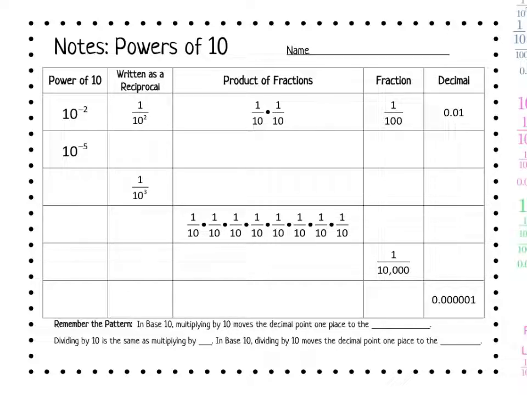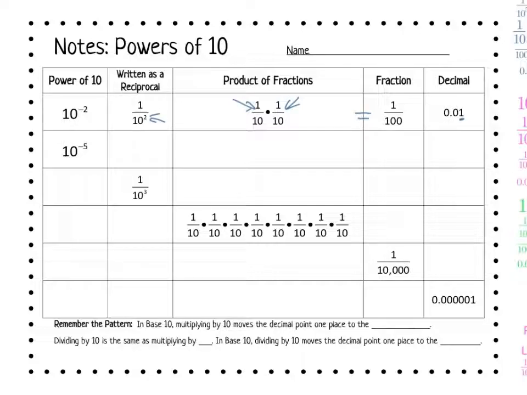Now to write that as a fraction, I can see that since I have it raised to the power of 2, I'm going to have two fractions, and they are both 1/10. So I'm going to do 1/10 times 1/10. 1 times 1 is 1, 10 times 10 is 100, and that's how I get my fraction here, 1 over 100. Then I'm going to convert that to a decimal, and since I have 1 over 100, my 1 is in the hundredths place, and that's how I get the decimal form of this number.